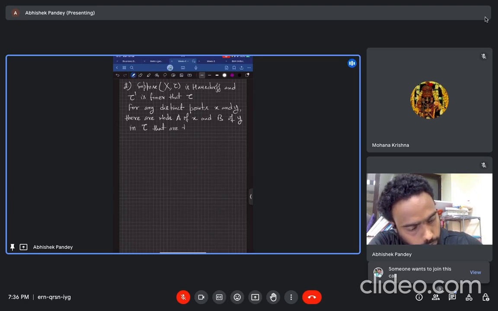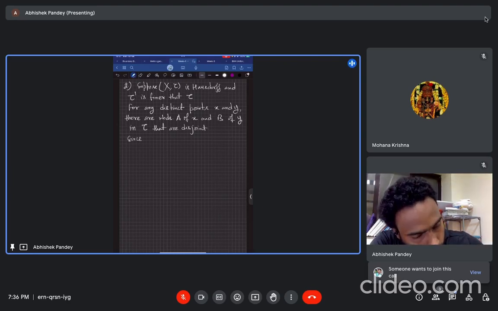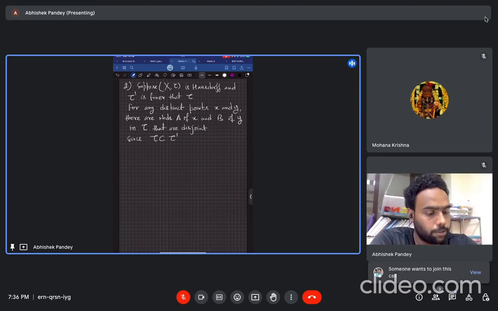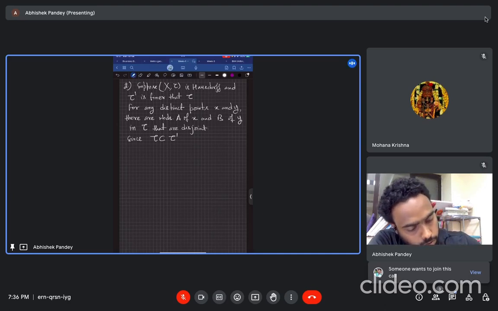Obviously this is what we mean by Hausdorff. Now since tau is contained in tau dash because this is finer, A and B both will be open in tau dash, and hence (X, tau dash) is Hausdorff.